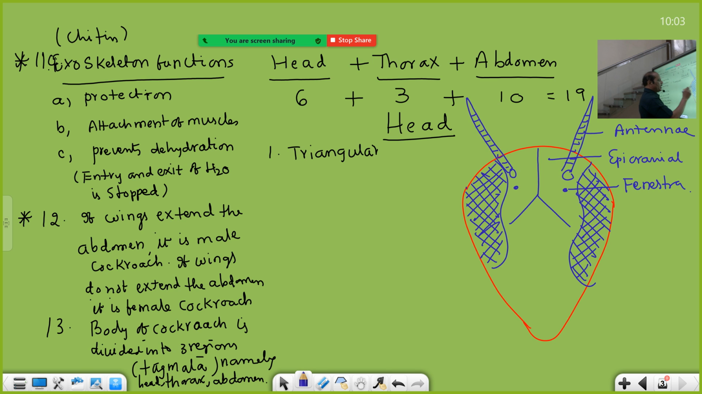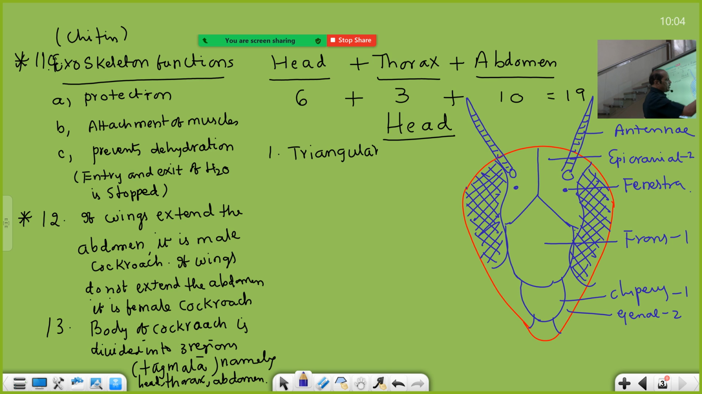Epicranial plates, then followed by these epicranial plates, this is frons, the largest sclerite of the head. FRONS, frons. France is a country name. And this is the smallest sclerite on the head region called clypeus. And on either side, these sclerites are called genae. So genae 2, clypeus 1, frons 1, epicranial plates 2. Totally 6 sclerites are there, and this part is the upper lip or labrum. So this is the head of the cockroach.